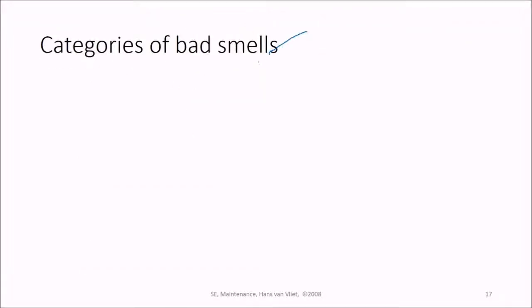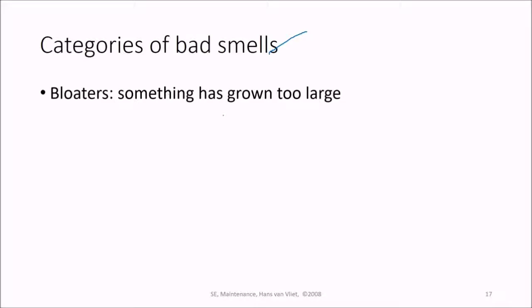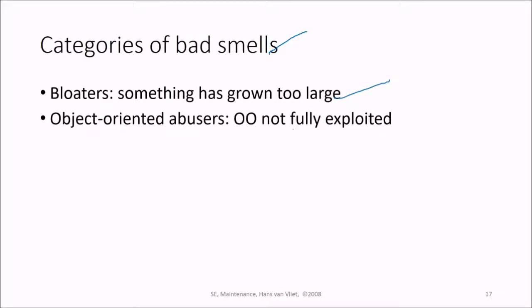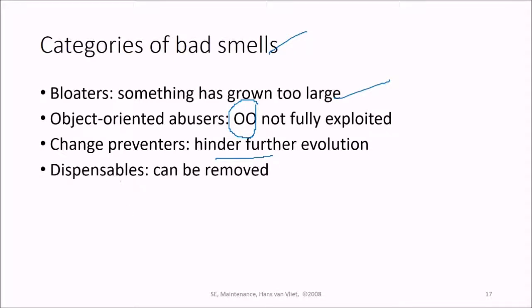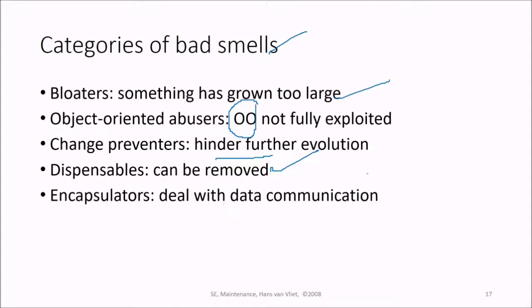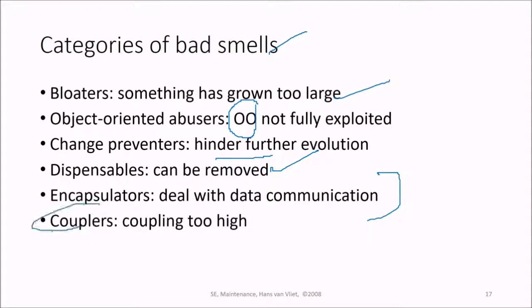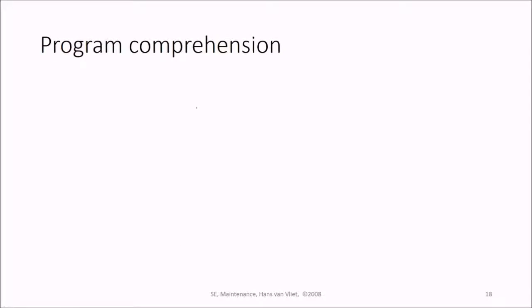So what are the categories of these problems? Bloaters: something has grown too large. Object-oriented abusers: object orientation not fully exploited. Change preventers, which hinder further evolution. Dispensables, which can be removed. Encapsulators, which deal with data communication. Couplers, where coupling is too high.